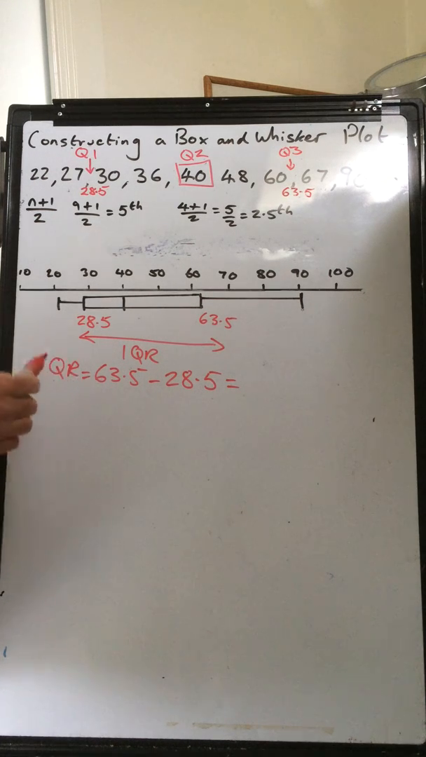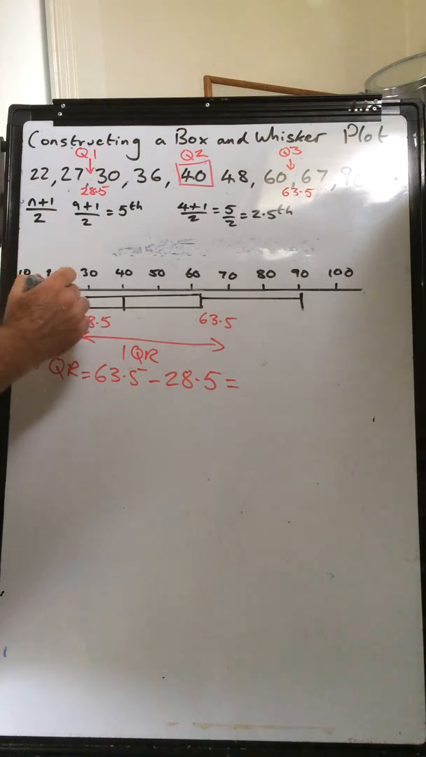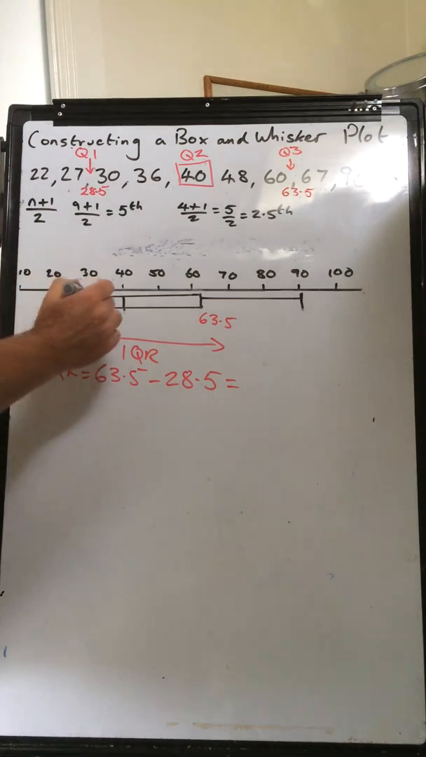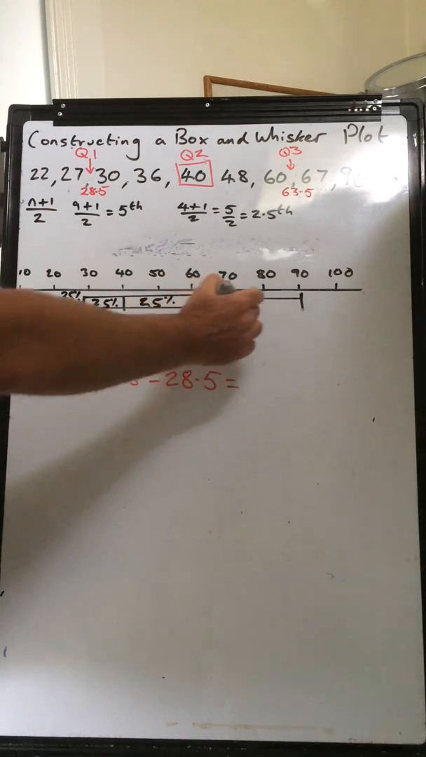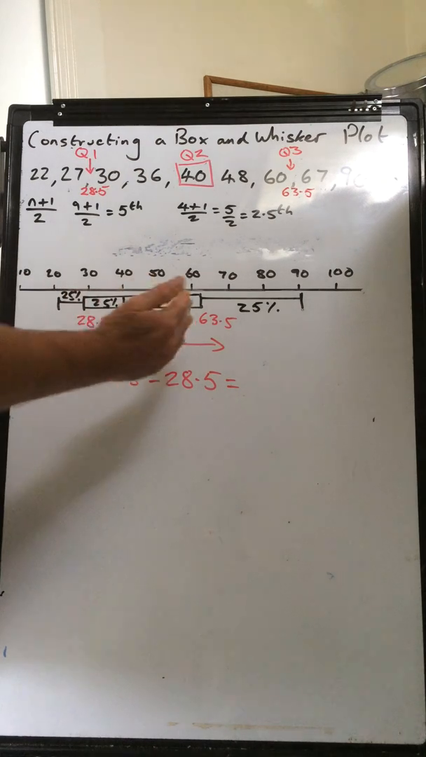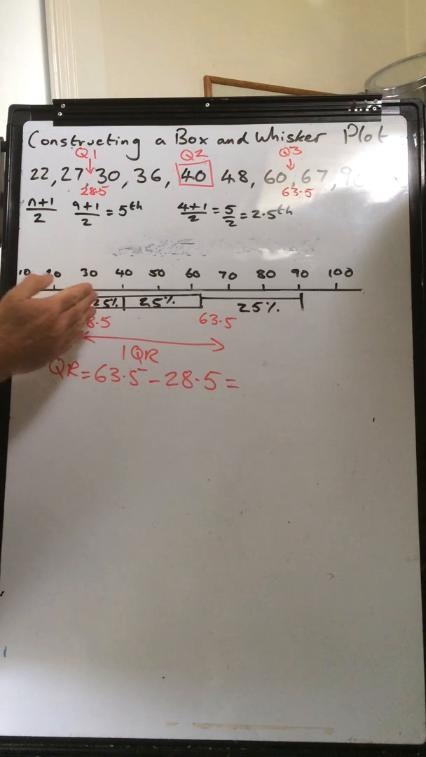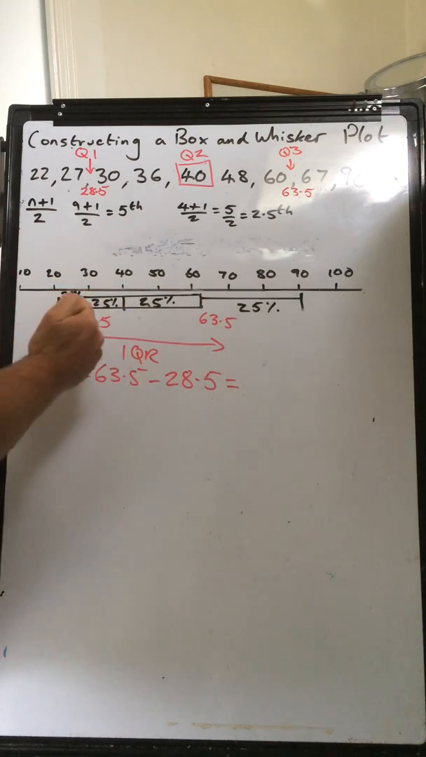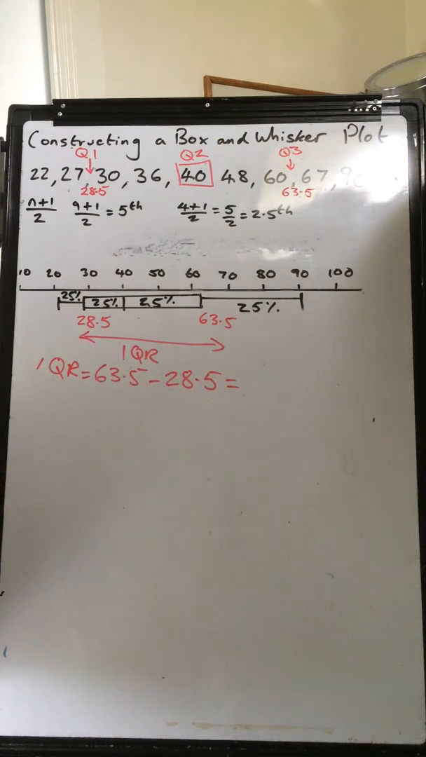Remember, with a box and whisker plot, each section contains 25%. So 25% of the data is here, 25% of the data is here, 25% of the data is here, 25% of the data is here. And you can see that most of the data is low here, and the higher end of the data is more spread out. This is called positive skew.